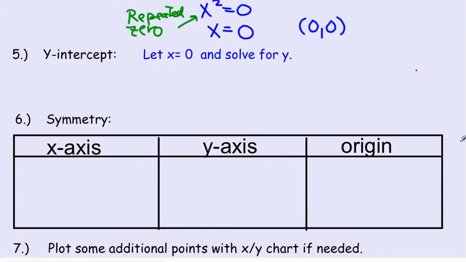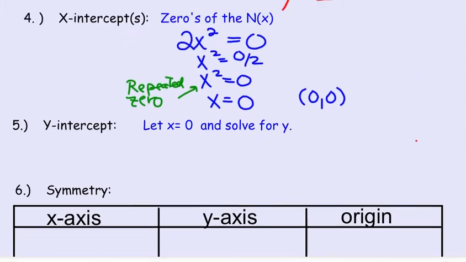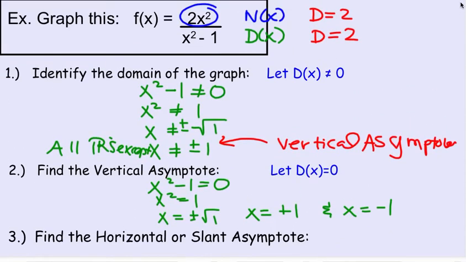Y-intercept, let x equal 0 and solve for y. So we go back up to the function. We're going to use this function. Think of that f of x as also y. And we're going to substitute x into the function of 0.